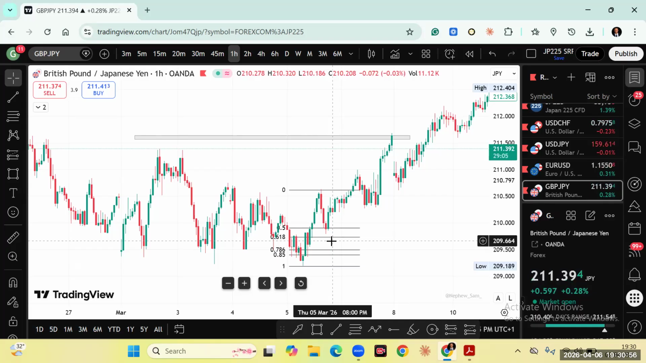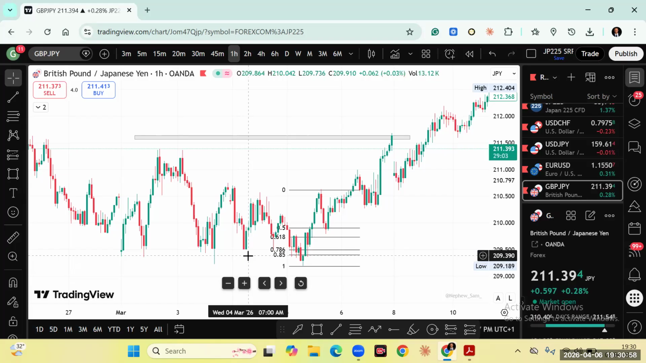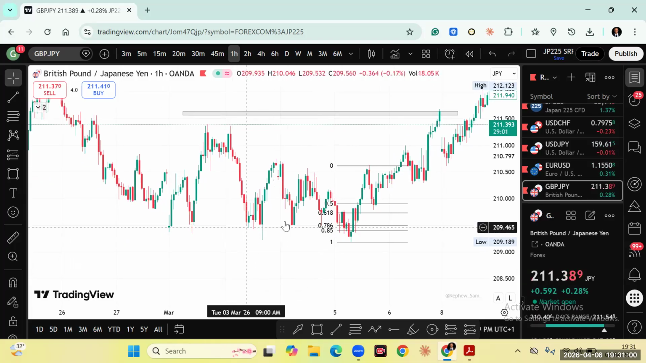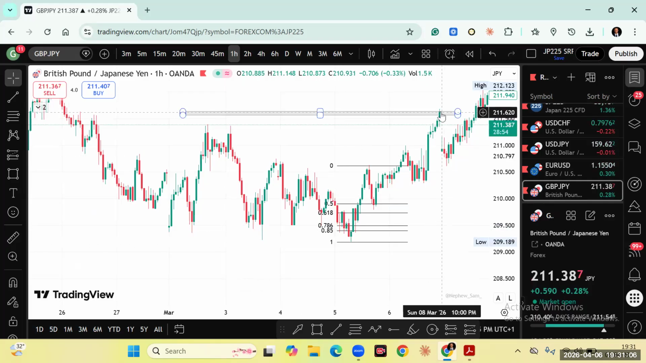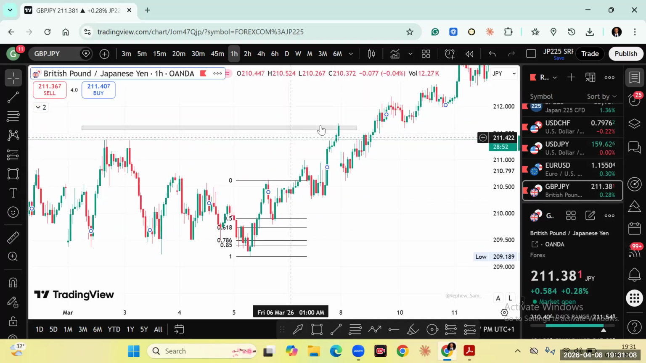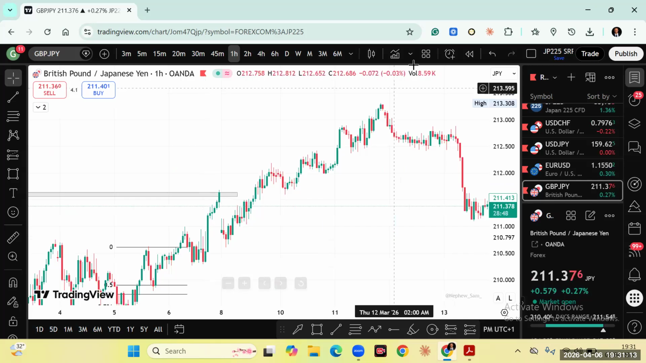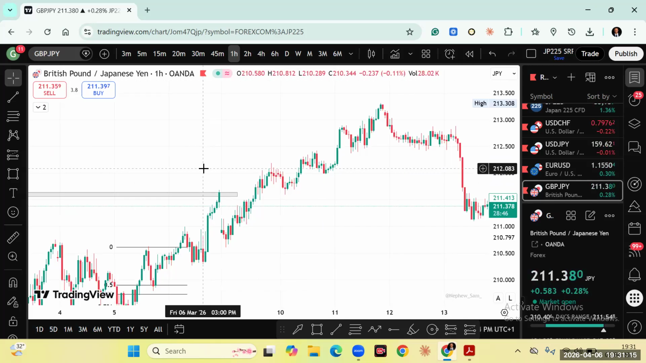Where it started from is internal range liquidity. It came back here. You could see that it swept liquidity, swept this low, collected liquidity here, and it gave it strength to target this high. The moment it targeted this high, it came back again, collected liquidity, and has been going up since then. So that is how price moves from internal range liquidity to external range liquidity. Basically, what it means is that price moves from the lower time frame to the higher time frame.